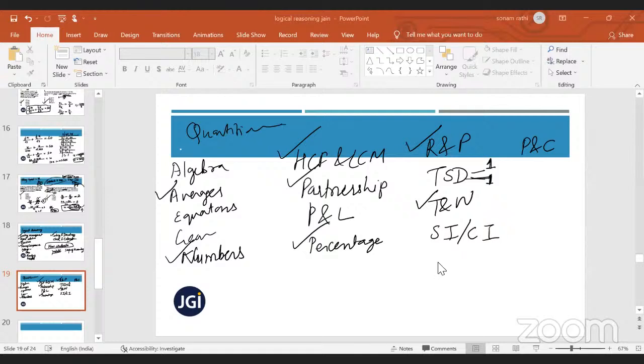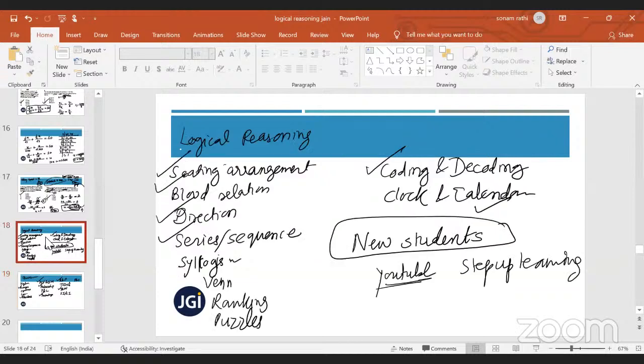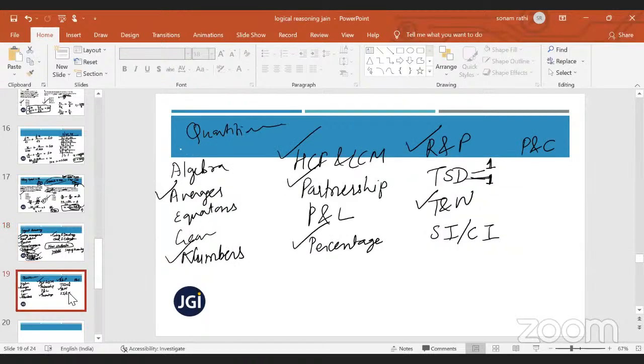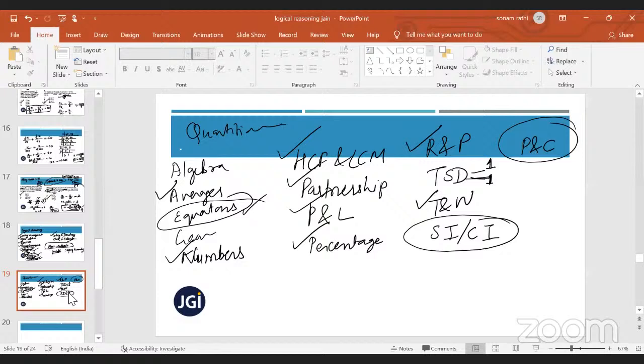Once the entire syllabus is finished, which topics are left? Here only syllogism, Venn diagram, ranking, and puzzles are left. I did some puzzles, not all. So we will do puzzles also, 1, 2, 3, 4, 5. So these 5 topics, and then this is also done. When we finish all the topics, we'll start revision also, because your exam is in the month of July, right? So till then we will do revision.